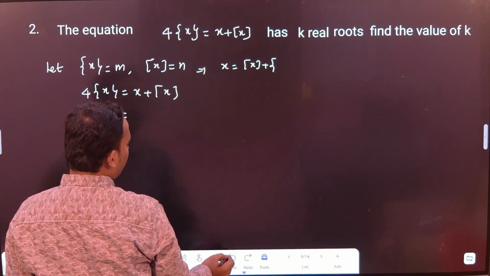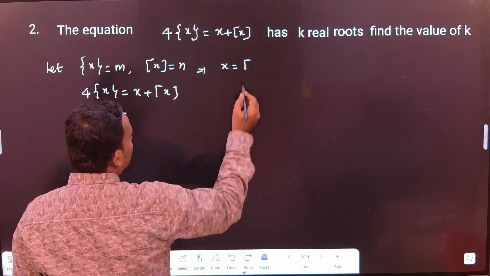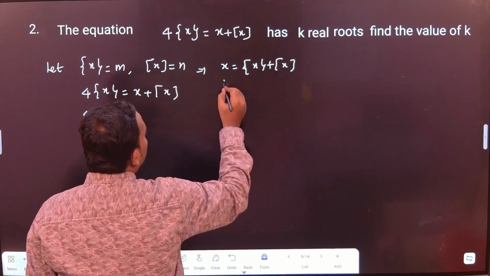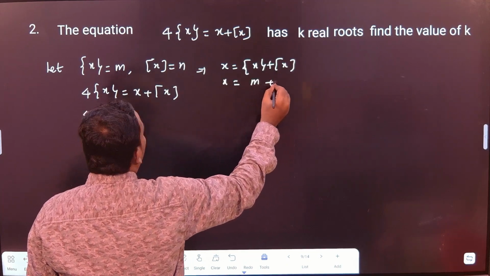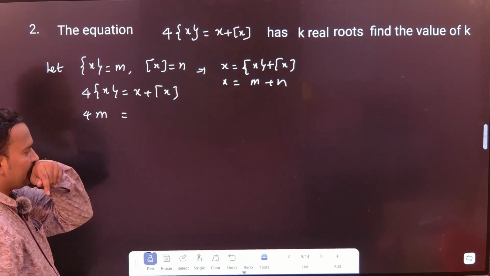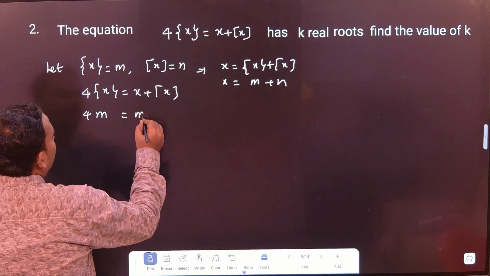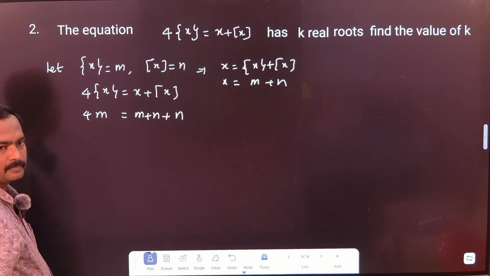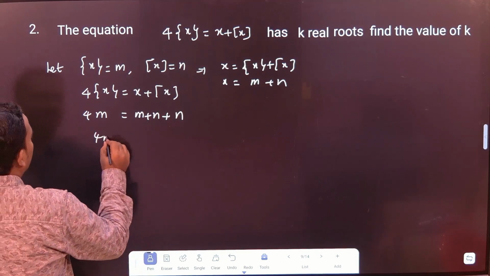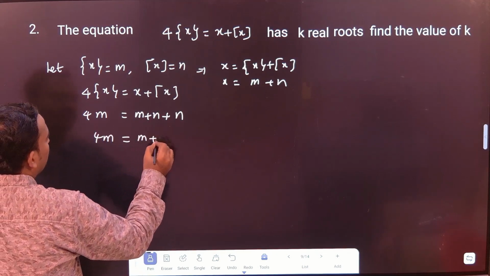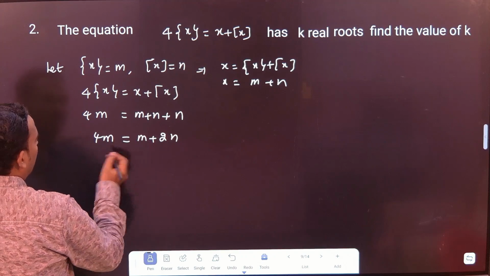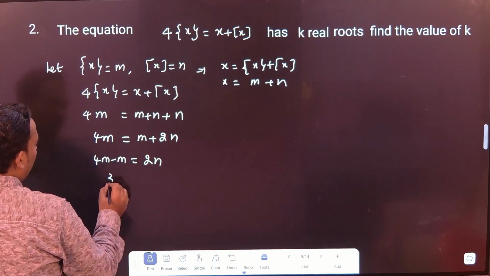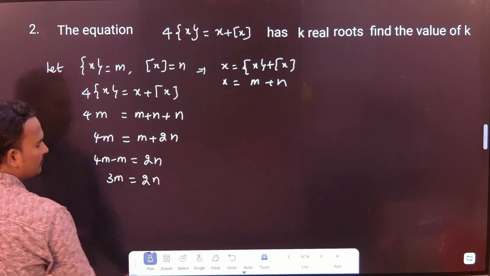Okay, so you can rewrite this. You can write the fractional part function plus the greatest integer function, x is equal to m plus n. Just replace m plus n here. The greatest integer function of x is n, right? Now you can simplify this. 4m is equal to m plus 2n. So 4m minus m, right? So equal to 2n. So 3m is equal to 2n, right?